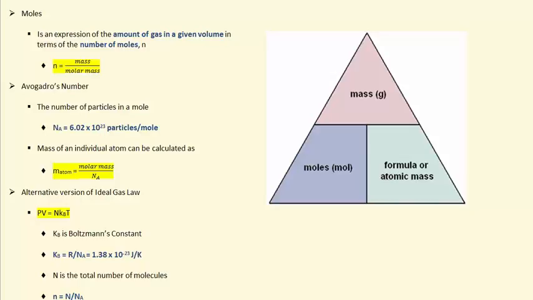We also see that there are alternative versions of the ideal gas law, one being PV equals N k_B T, where k_B is Boltzmann's constant, which has a value of 1.38 times 10 to the negative 23rd joules per Kelvin, and our capital N is the total number of molecules, which is different than our lowercase n, which was the number of moles.